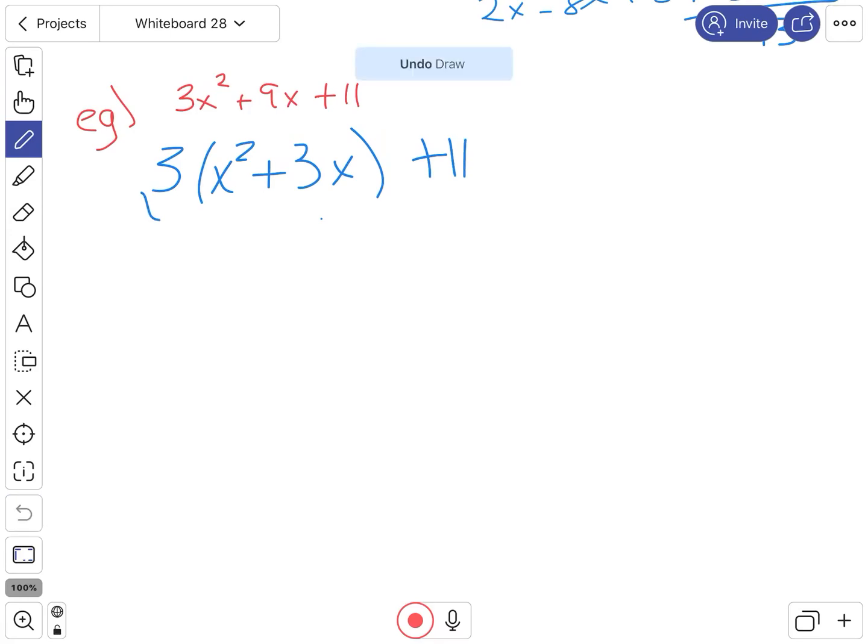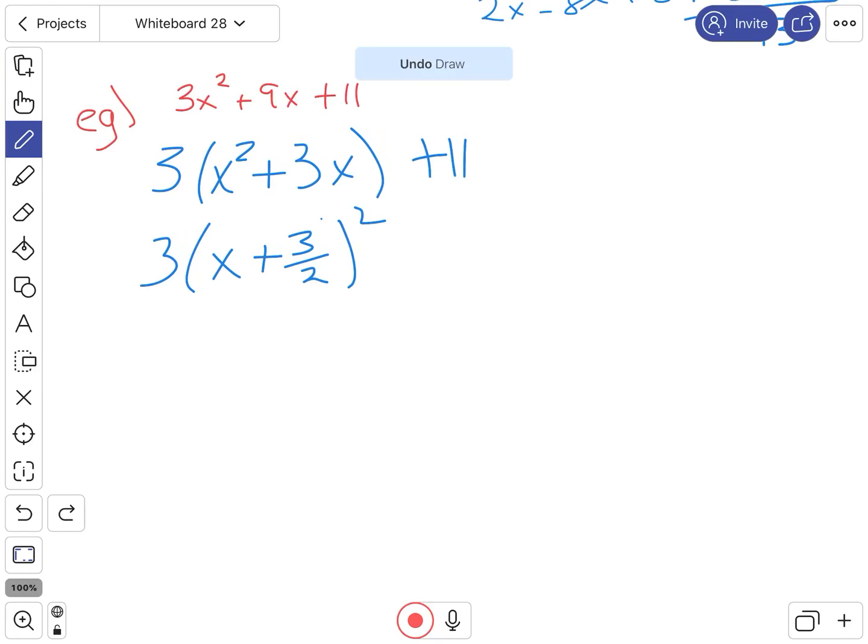Okay, I need to complete the square with this, and to complete the square, keep the 3 where it is. I get rid of the square. I divide this number by 2. So I'm just going to write it as 3 over 2, and I get rid of the x and I put my squared. And that's just something that you have to learn off. You get rid of the square, divide this by 2, get rid of the x.